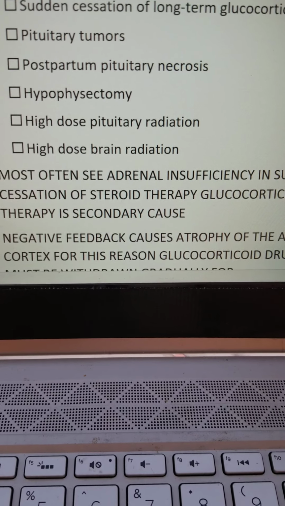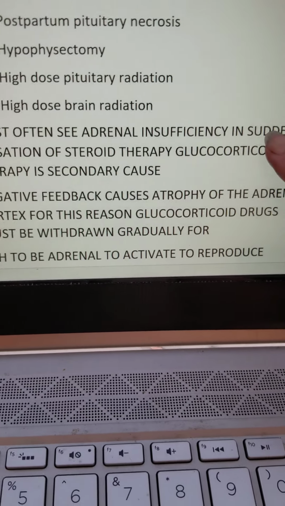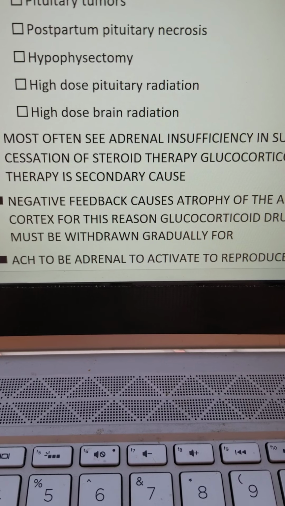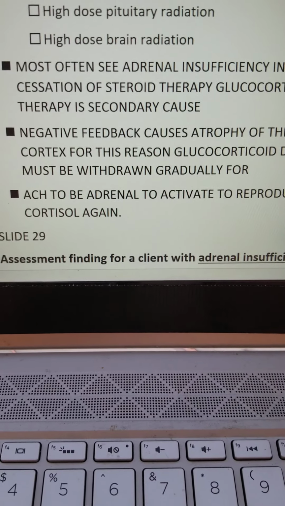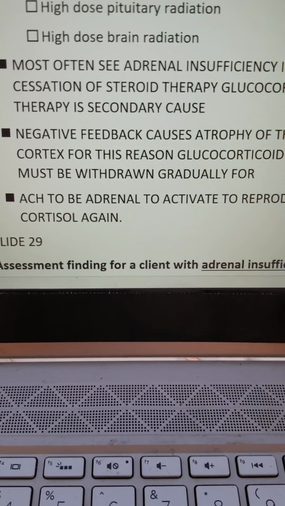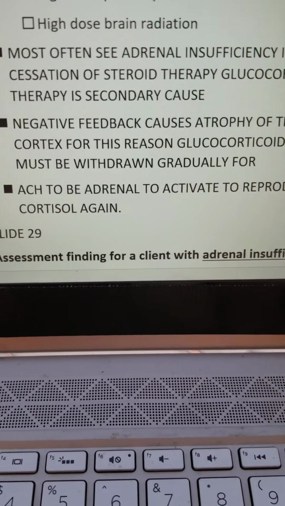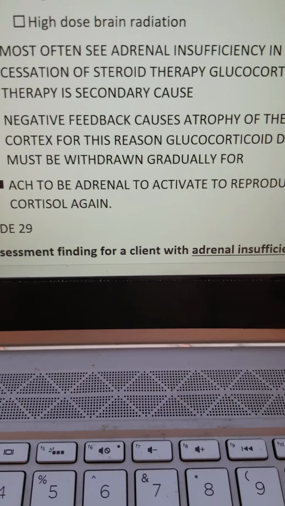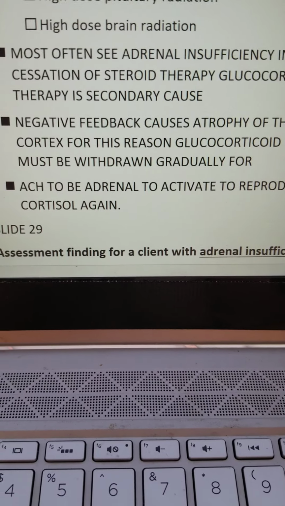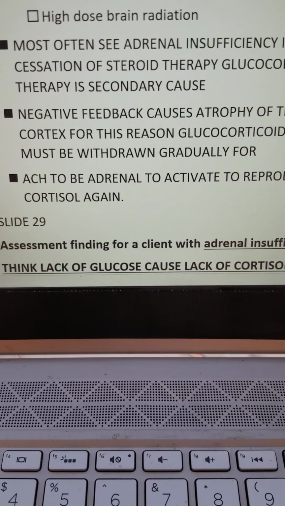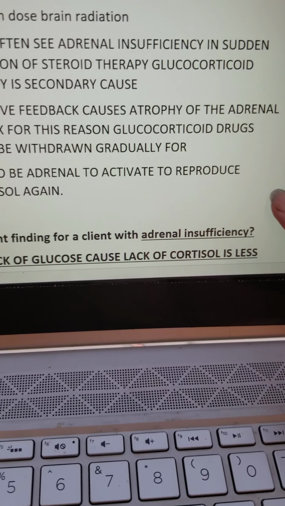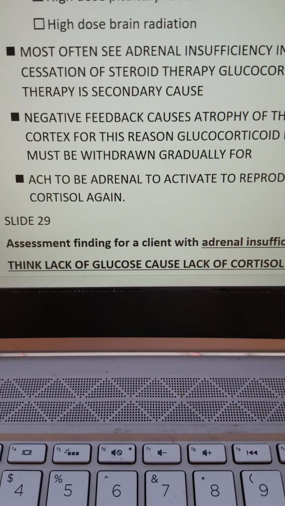Most often we see adrenal insufficiency in sudden cessation of steroid therapy. Glucocorticoid therapy is a secondary cause. Negative feedback causes atrophy of the adrenal cortex. For this reason, glucocorticoid drugs must be withdrawn gradually for ACTH to activate the adrenal gland to produce cortisol again.